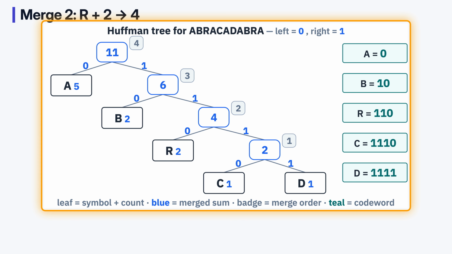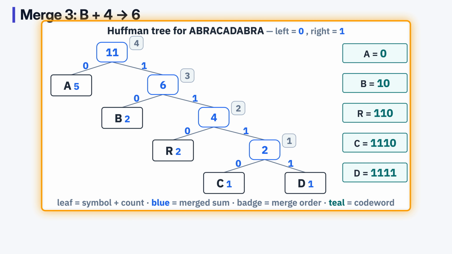Merge 2. Look at what is available now. A at 5, B at 2, R at 2, and the new node worth 2 from the last merge. The 2 smallest are R worth 2, and that merged node also worth 2. Join them into a parent worth 2 plus 2, which is 4. Badge 2 marks it. Ties are fine. Any two smallest will do, and this figure picks R and the previous merge.